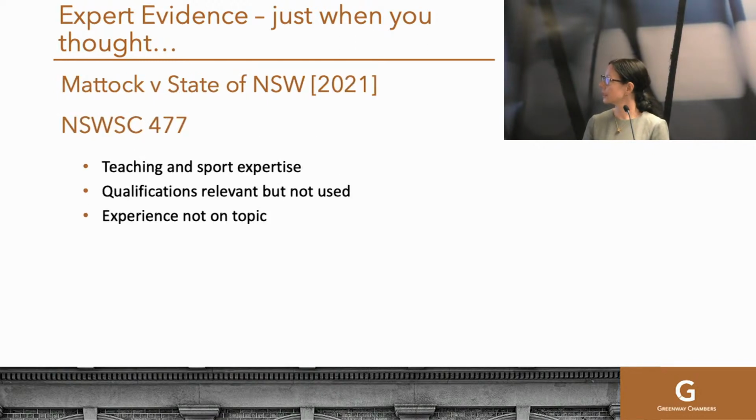Now, my next case is Mattock versus the State of New South Wales, and this was a personal injury matter in the Supreme Court. And in this case, the plaintiff sought damages arising out of a head injury, which he had incurred at school playing a hybrid game, which doesn't seem to have a name, but it mixed the skills of AFL, soccer, and other games into some new game. And objection was taken to an expert report of a Mr.